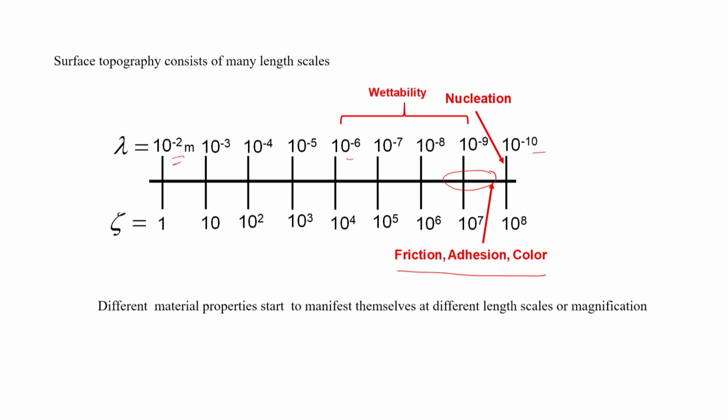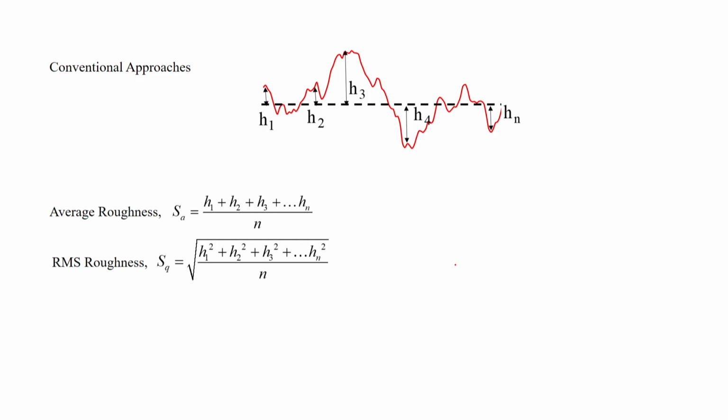So surfaces have these different topographical features, and that needs to be looked into in the context of the adhesion that we are working on here. Now how do you do it? It seems that a surface can be shown to have this kind of profile.